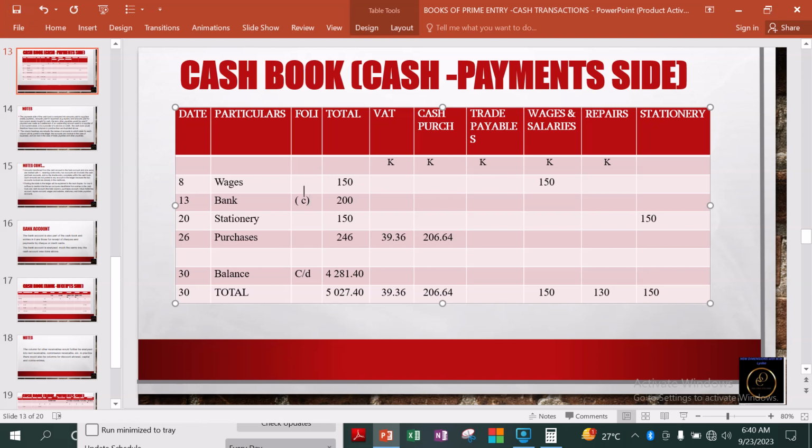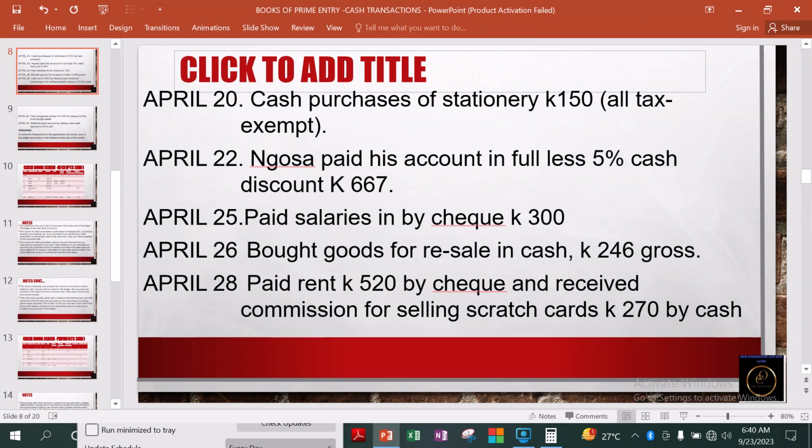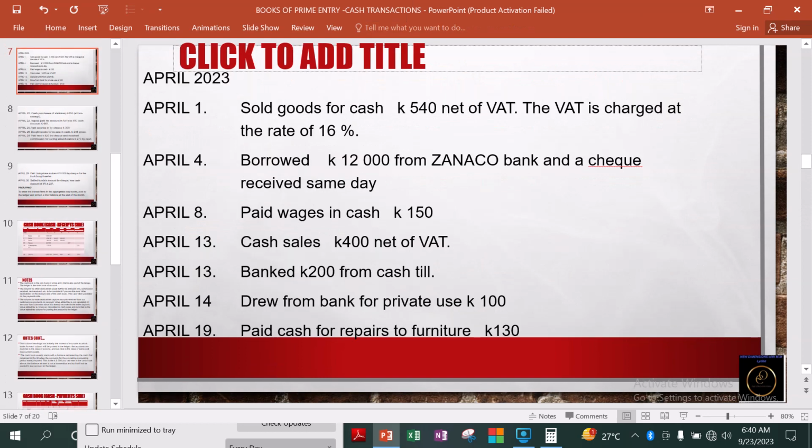We go back to look at another transaction date, and this particular one is relating to April 14, where drawings were made from the bank for private use. When you draw from the business for private use, that is normally termed as drawings. And drawings, effectively, you are actually disinvesting. You are drawing from your capital contribution for private use.